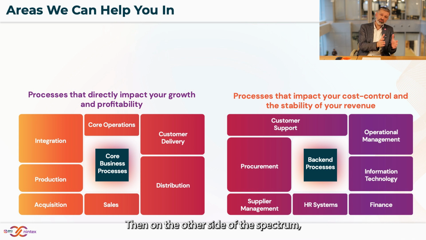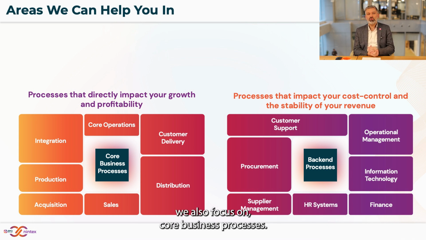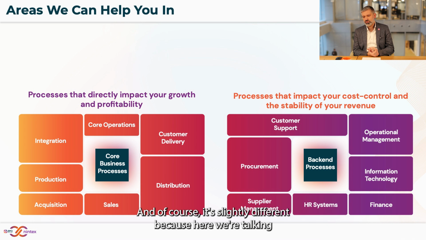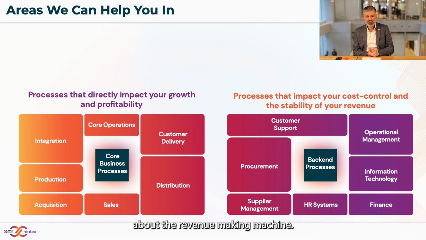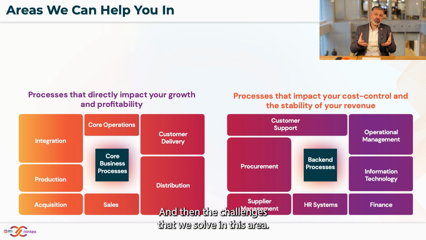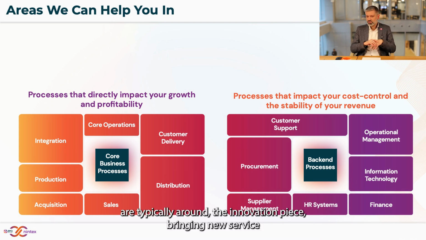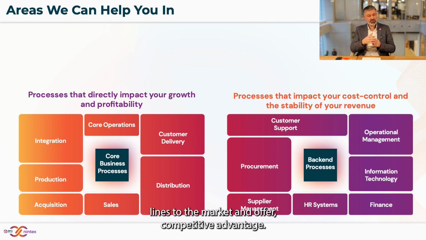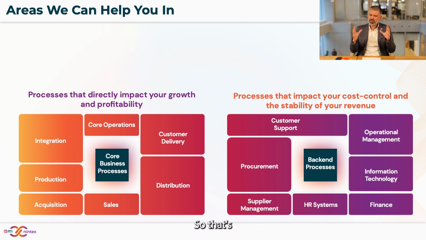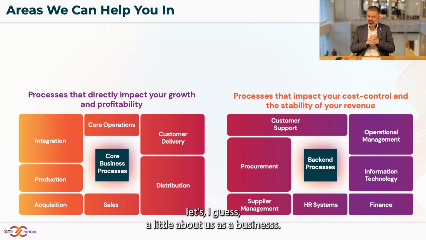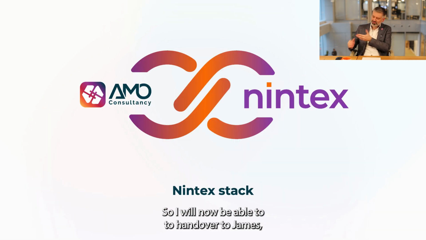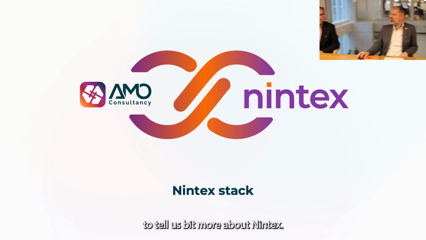Then on the other side of the spectrum, we also focus on core business processes. Then of course it's slightly different, because here we're talking about the revenue making machine, and the challenges that we solve in this area are typically around the innovation piece, bringing new service lines to the market, and offering competitive advantage. So that's I guess a little bit about us as a business. So I will now hand over to James to tell us a bit more about Nintex.